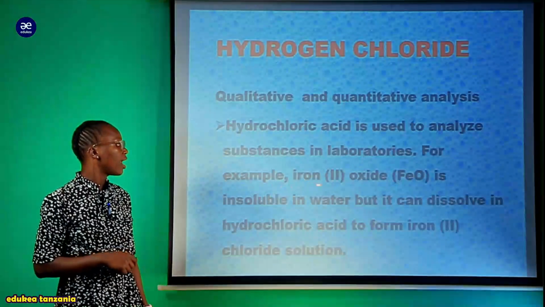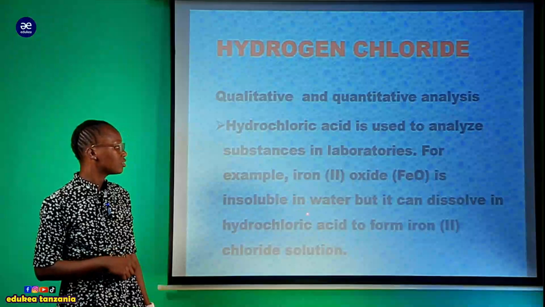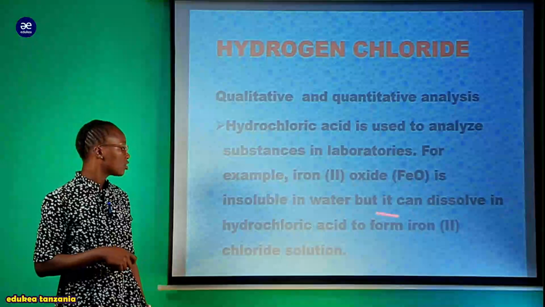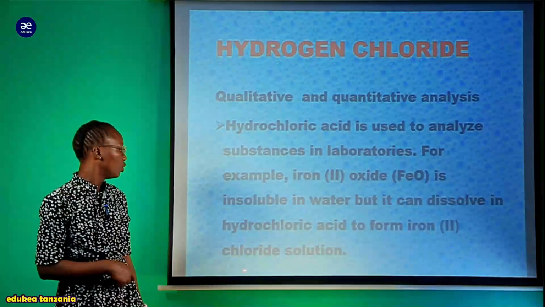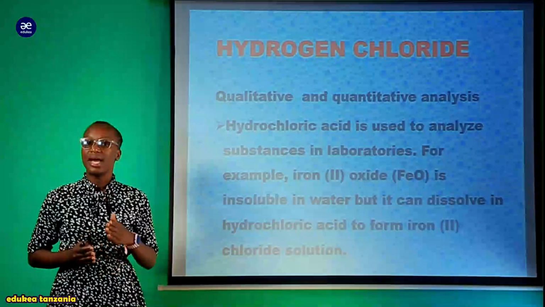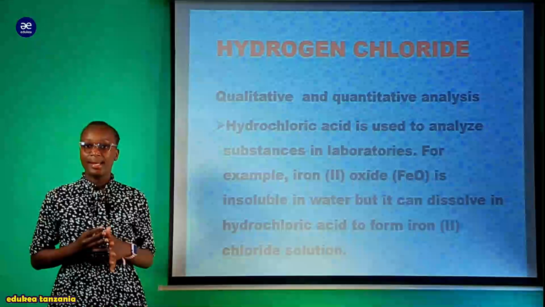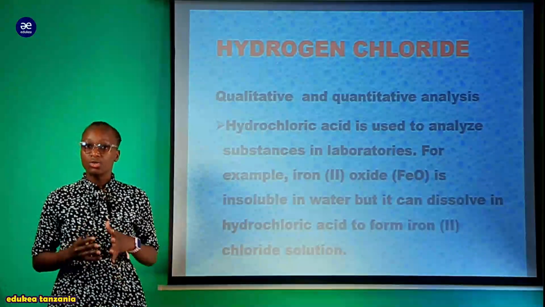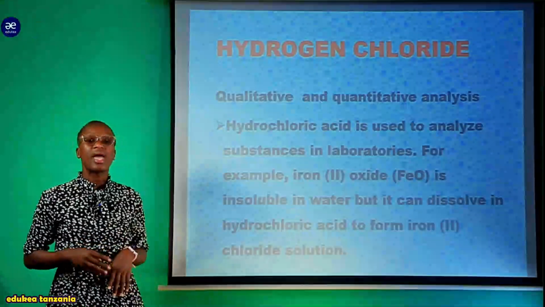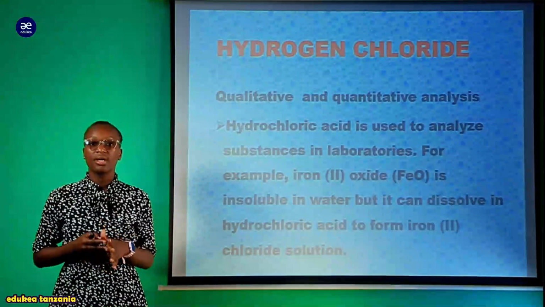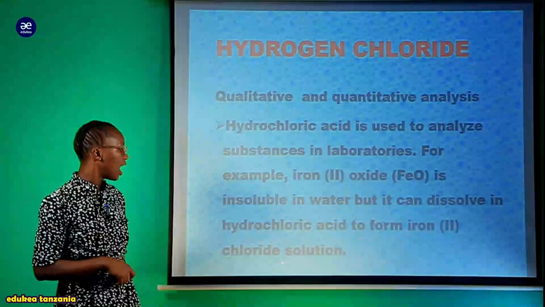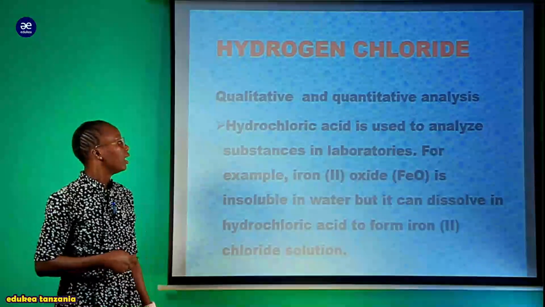For instance, we have iron 2 oxide is insoluble in water, kwamba iron 2 oxide yenyewe ni insoluble in water, but it can dissolve in hydrochloric acid to form iron 2 chloride solution. So it's where we can see how it is used in the analysis, in the laboratory analysis. For instance, tumeona kwamba iron 2 oxide inaweza kudissolve kwenye hydrochloric acid. Baada ya kudissolve kwenye hydrochloric acid, tunaenda kupata iron 2 chloride and not oxide again. So this is how this analysis take place.